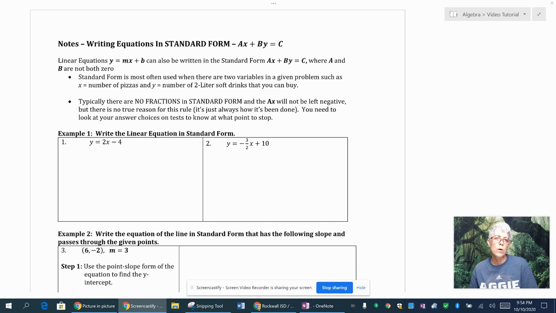Hey guys, today we're going to learn about the standard form equation. We did point slope form, we've done slope intercept form, and now we're doing standard form. All three of these equations are on your formula chart. Standard form looks like this: ax plus by equals c.